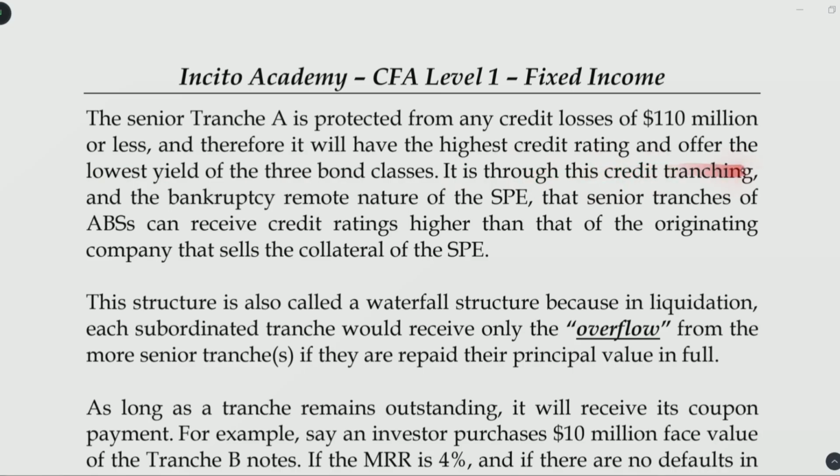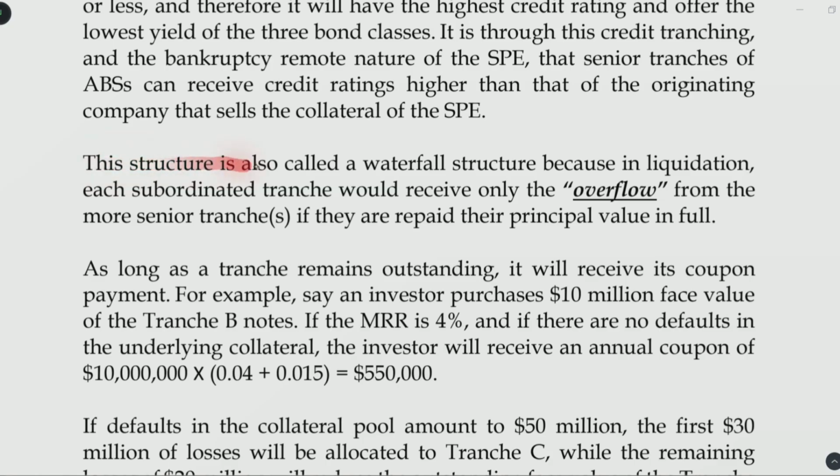It is through this credit tranching and the bankruptcy remote nature of the SPE that senior tranches of ABS can receive credit ratings higher than that of the originating company that sells the collateral to the SPE. This structure is also called a waterfall structure because in liquidation, each subordinated tranche would receive only the overflow from the more senior tranches if they are repaid their principal value in full. As long as a tranche remains outstanding, it will receive its coupon payment.